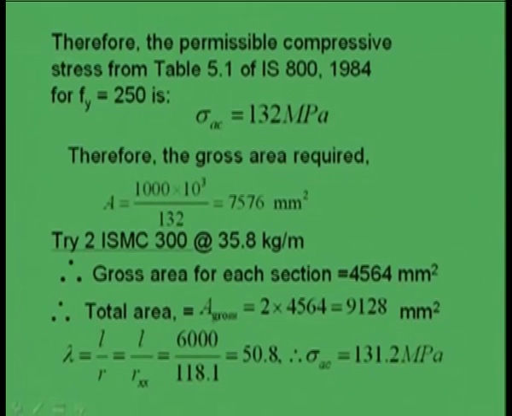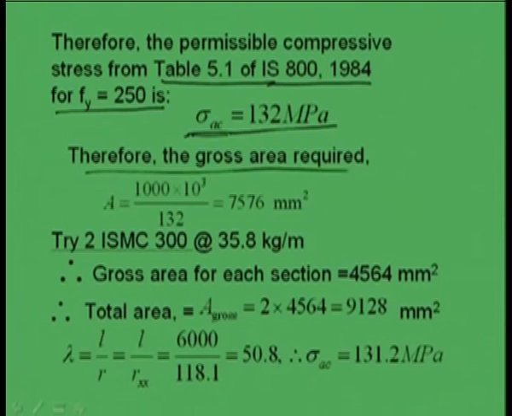So, with this we can find out the value of sigma AC, that is the permissible compressive stress, which we can find out from table 5.1 of IS 800/1984 for a particular grade of steel. Say suppose the grade of steel we are going to use is Fy equal to 250. From table 5.1 I can find out sigma AC, the allowable compressive stress, is 132 MPa. Now, with the allowable stress we can find out the gross area required.